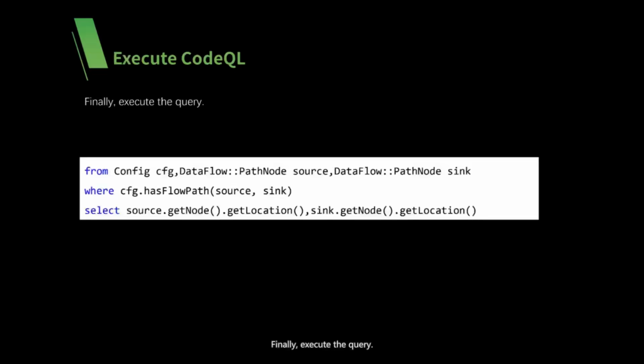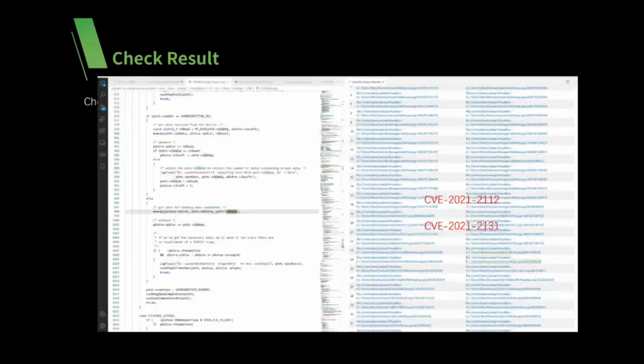Finally, execute the query. We use data flow, and it will search the path automatically. Next, we check the results and find vulnerabilities. The script has more than 30 results, of which more than 10 are duplicates. Finally, after a short inspection, 2 vulnerabilities are found.